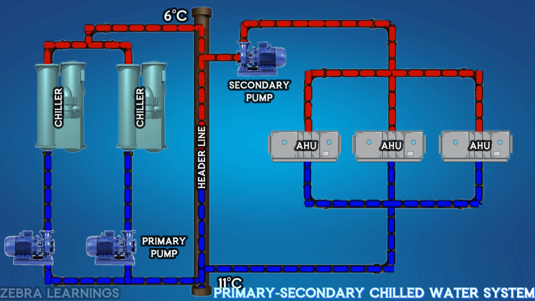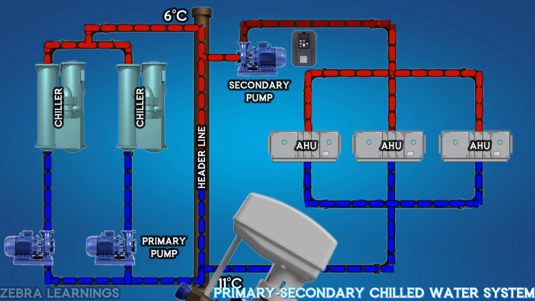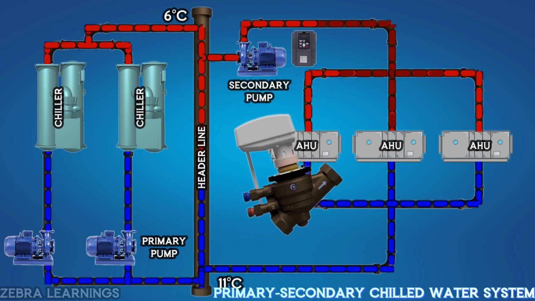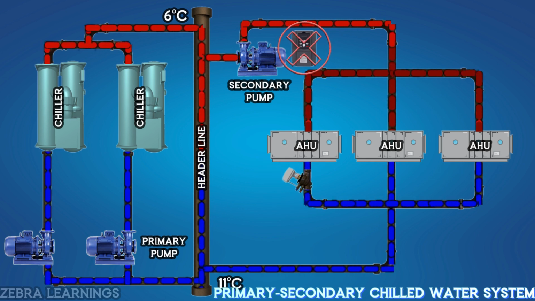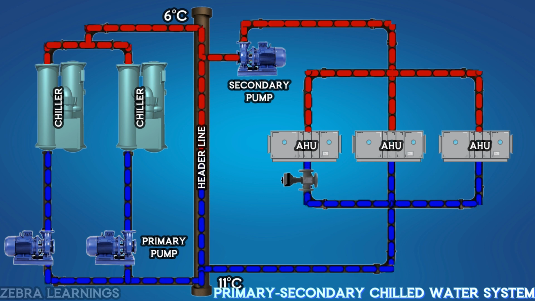The return water from the AHU is sent back to the chiller by the primary pump. This process continues continuously. There are two separate chambers in the header line. Therefore, the water from the chiller and the water from the AHU do not mix. If a VFD is used in the secondary pump, a two-way valve is used in the AHU. If a VFD is not used, a three-way valve is used in the AHU. This is the primary secondary chilled water system.